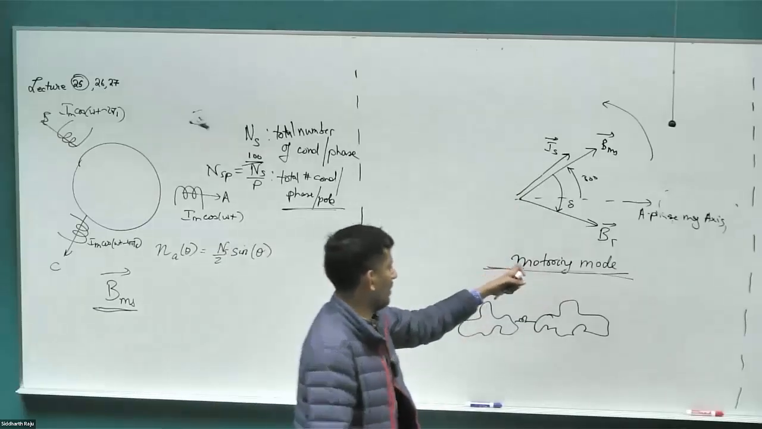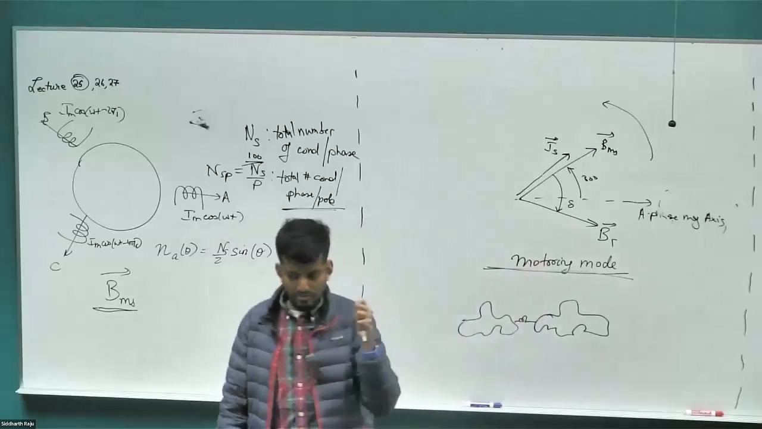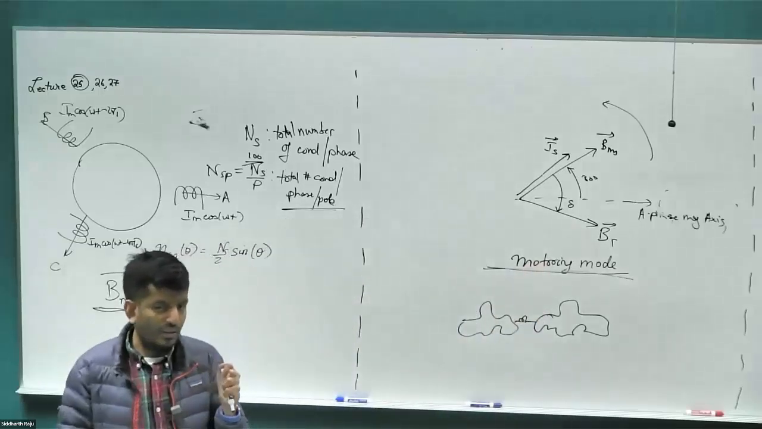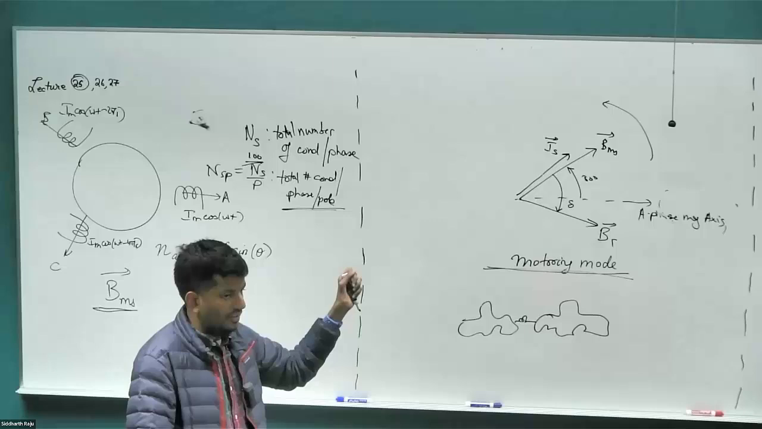Okay, now that B_R is here, where will the EMF space vector be? EMF due to the rotating magnet. There are two EMFs.